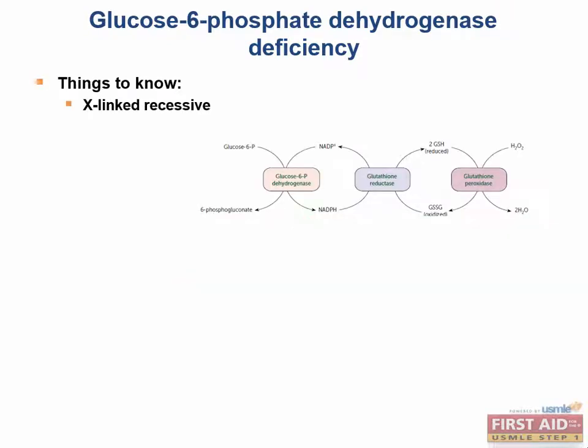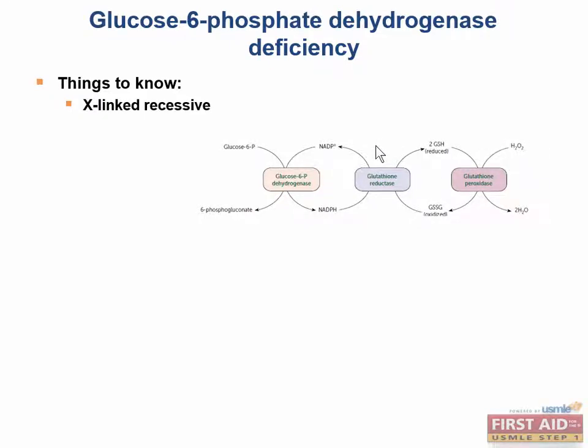A G6PD deficiency is actually the most common human enzyme defect, and it's X-linked recessive. One of the main problems in a G6PD deficiency is that this prevents the reduction of glutathione, which makes cells more susceptible to oxidative damage. We just talked about this.